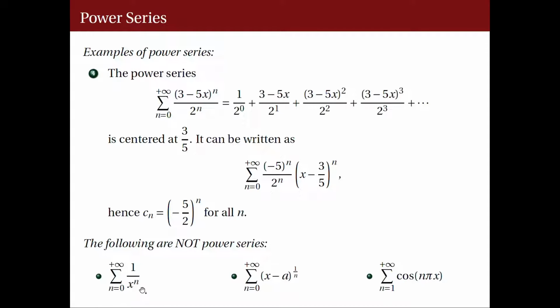Here are some examples of series which are not power series. For our first example, we have the sum of 1 over x to the n, n equals 0 to positive infinity. This is not a power series because we have a negative power in our variable x. For our second example, we have the sum of (x minus a) raised to 1 over n, n equals 0 to positive infinity. Again, this is not a power series because we have a fractional power in our variable x. And finally, we have the sum of cosine of n pi x, n equals 1 to positive infinity. This is not a power series because x is inside the function cosine.